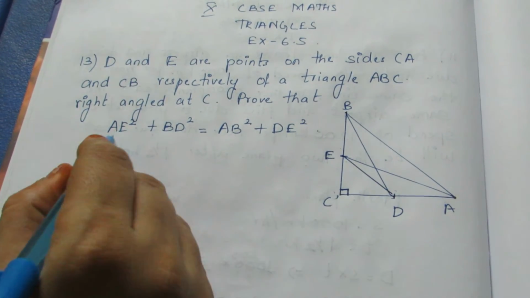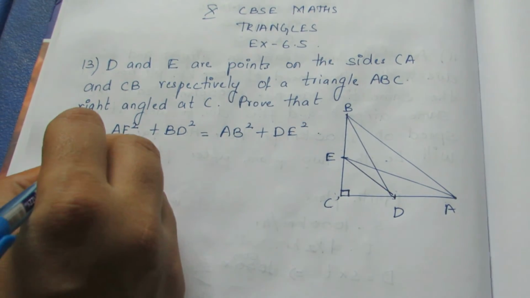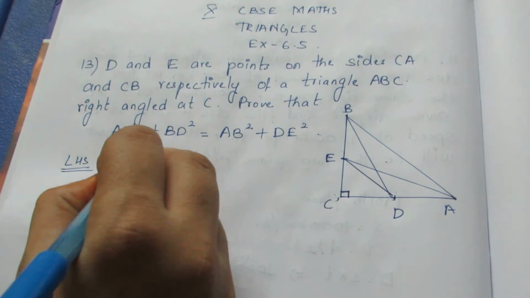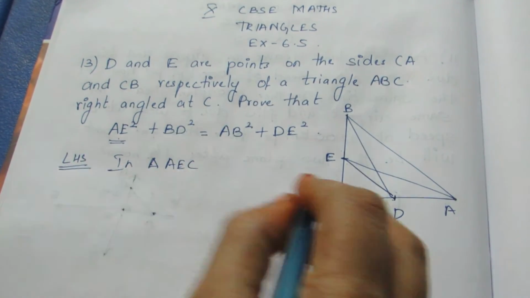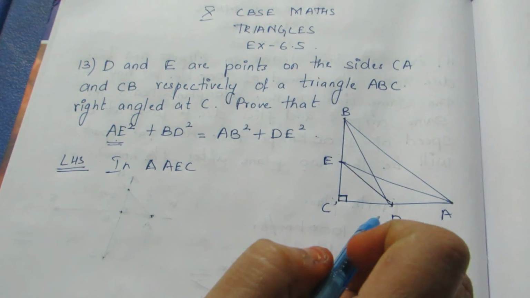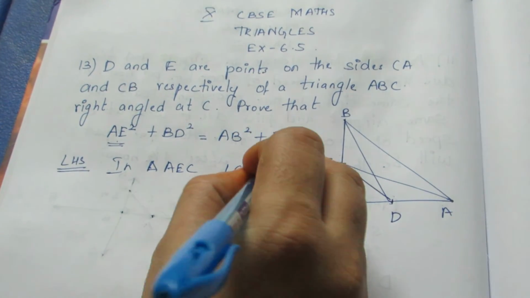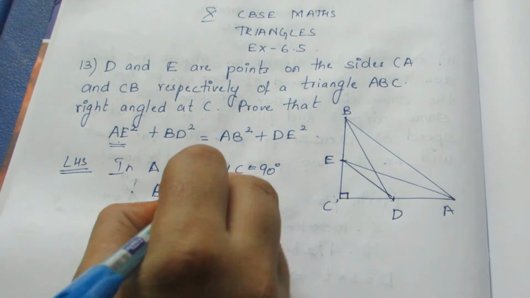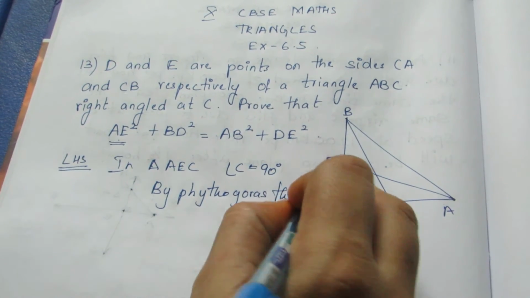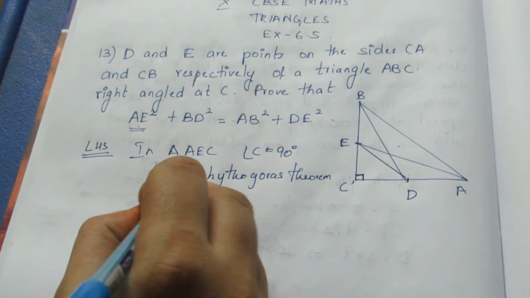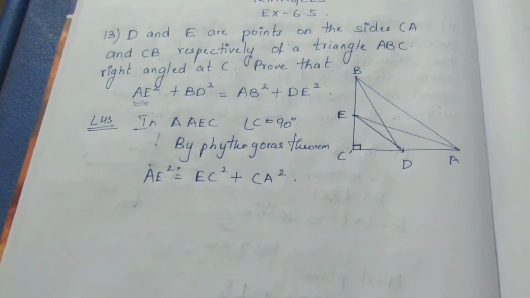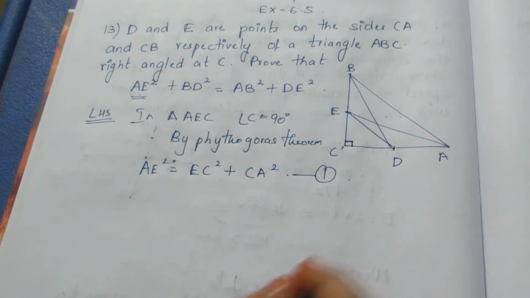Now, they have asked for AE square plus BD square. Let me take LHS. We'll find AE. AE is in triangle AEC, so I am taking this triangle. I want AE, so I am taking the full triangle having AE as the hypotenuse. So we know that angle C equals 90 degrees, by Pythagoras theorem we know that AE square equals EC square plus CA square. Let me call this 1.